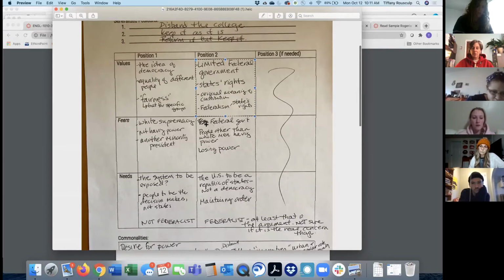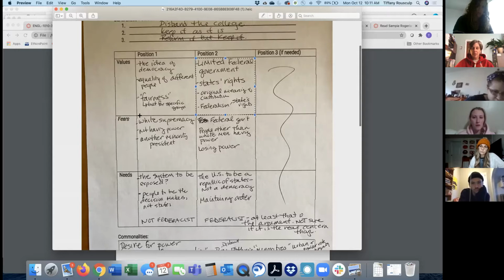Okay, so then if I go up and I look at fears, okay, so fears that I found through the readings is the people who want to disband the Electoral College fear white supremacy. They fear not having power, and they fear having another minority president. And a minority president is a president who wins the popular vote, but loses the Electoral College vote.